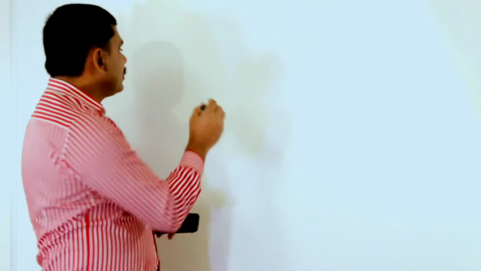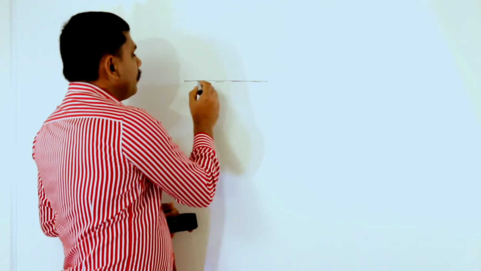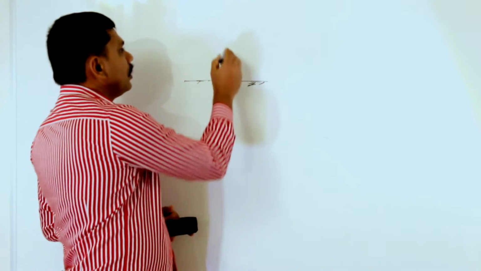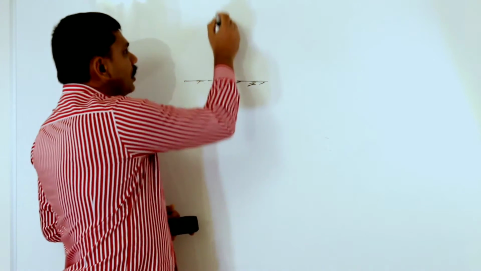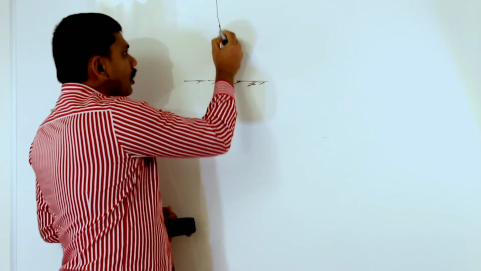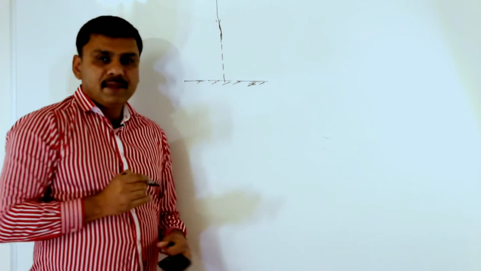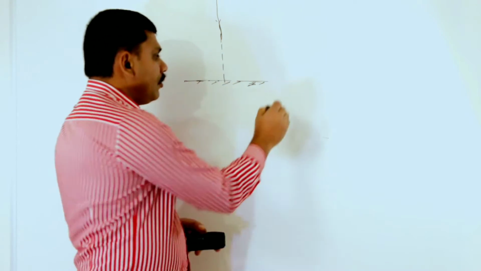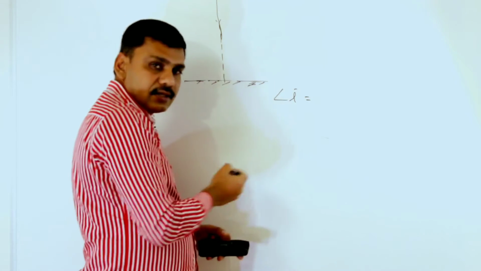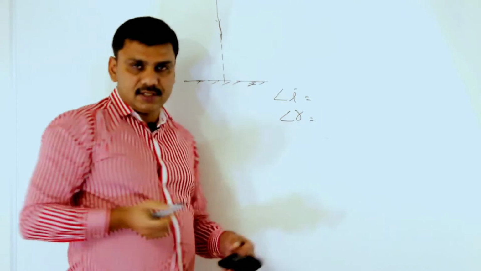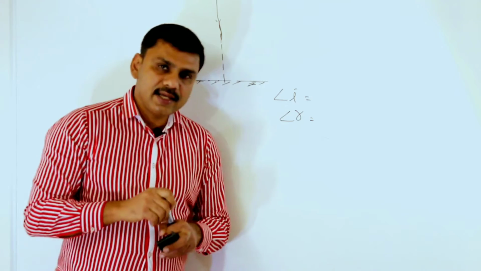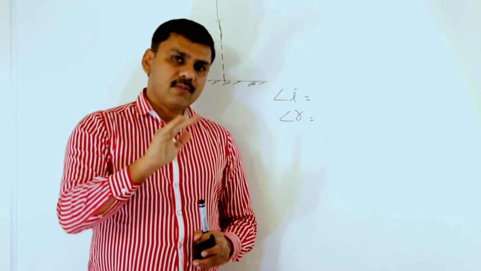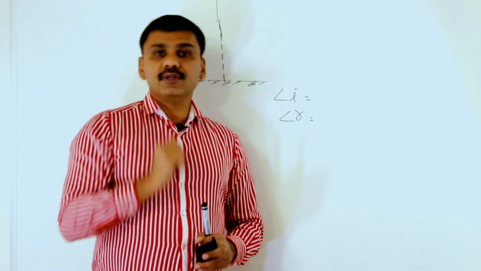Another example is a plane mirror. This is the normal. If a ray passes through the normal, what is the angle of incidence and the angle of reflection? So here the ray is passing through the normal. So the angle between the normal and incident ray will be 0.